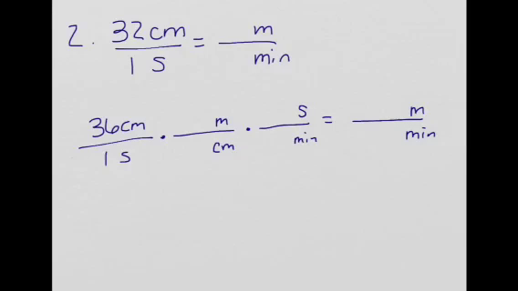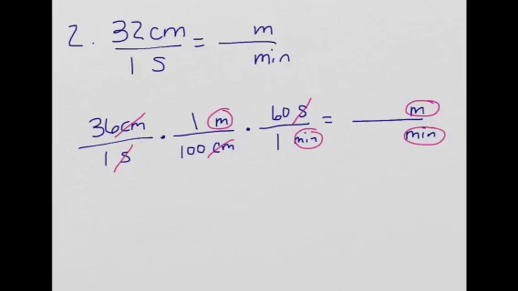Now we need to ask ourselves, what do I know about meters and centimeters? Well, there's 100 centimeters in 1 meter. And there are 60 seconds in 1 minute. So before I do any multiplying, I'm going to cancel out the matching measurements. So I'm going to cancel out the centimeters, and I'm going to cancel out the seconds. That leaves me meters, which is what my answer is in, and minutes, which is what my answer is in. So I'm looking good there.